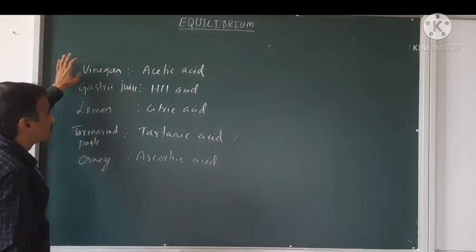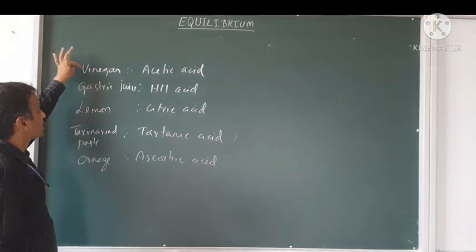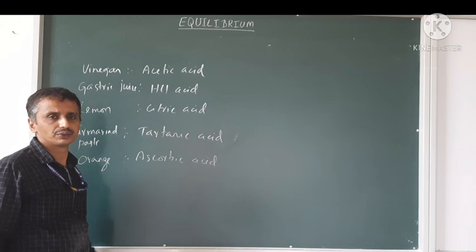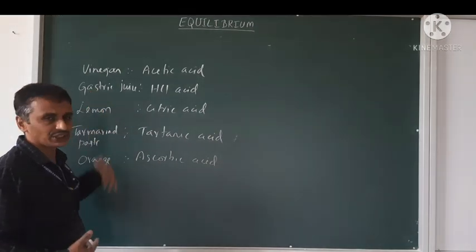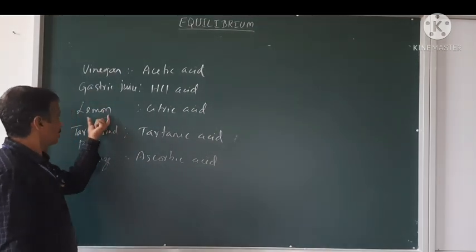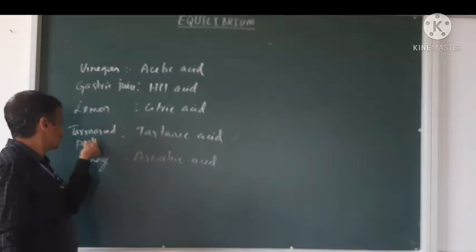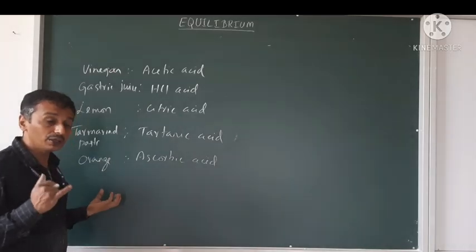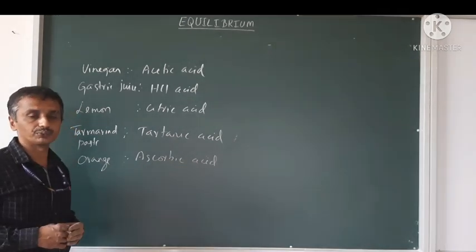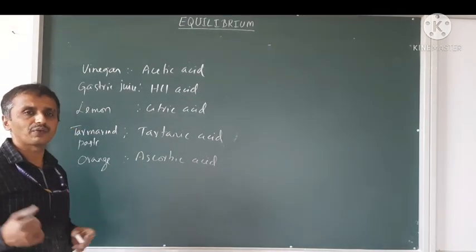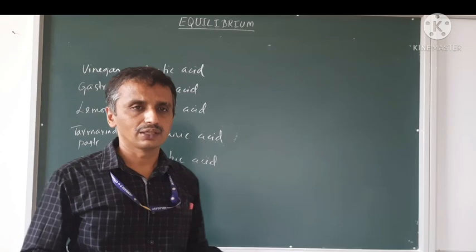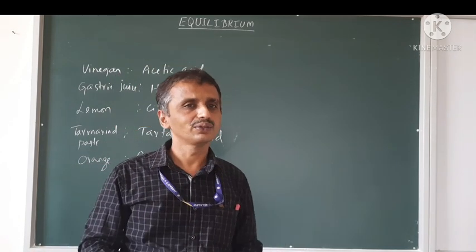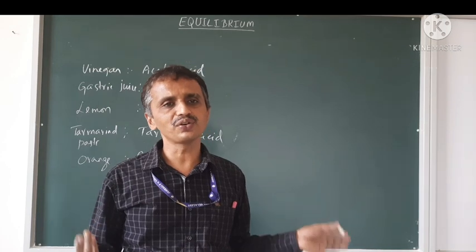Naturally, vinegar contains acetic acid. Gastric juice contains hydrochloric acid, lemon contains citric acid, tamarind paste contains tartaric acid, and orange contains ascorbic acid also. So plenty of acids are there. And we already know many salts; without salt, there is no taste. So plenty of salts are there also.